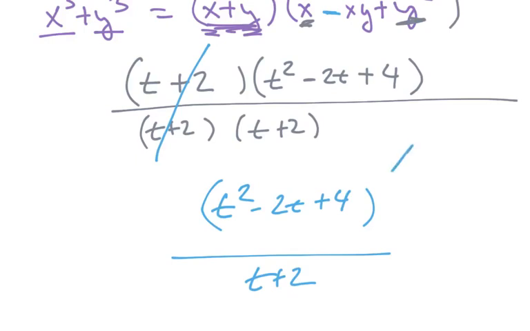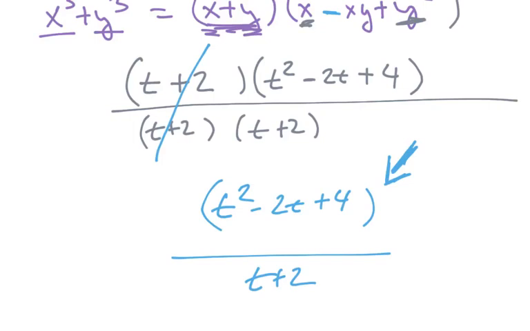Okay. Notice that t squared minus 2t plus 4, sometimes, it's not very often, but sometimes you can factor this out. So keep in mind that if you have some sort of value at the top, you may be able to factor it to get rid of the denominator. So in this case, that's not the case.